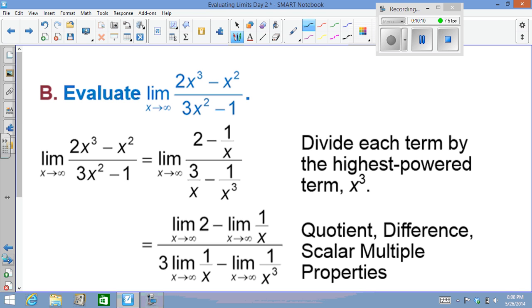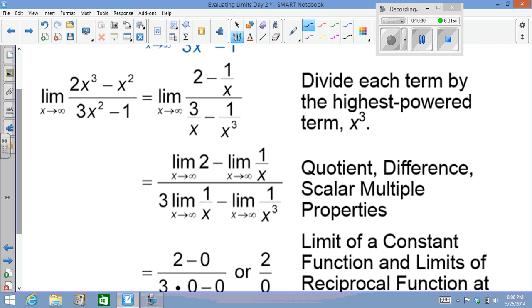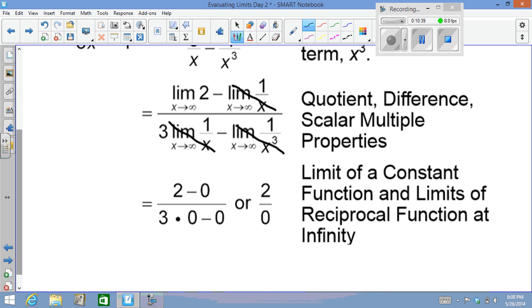I'm going to do the same thing for this problem. So I'm going to find my highest exponent. So the highest exponent is x cubed. So I'm going to divide everything by x cubed. When I do that, some things cancel out. So I'm left with just 2 minus 1 over x over 3 over x minus 1 over x cubed. So then when I look at that, I can see that obviously anything that has an x in the denominator is going to go to 0. So that's going to go to 0, and that's going to go to 0, and that's going to go to 0. So now I'm going to end up with 2 over 0.